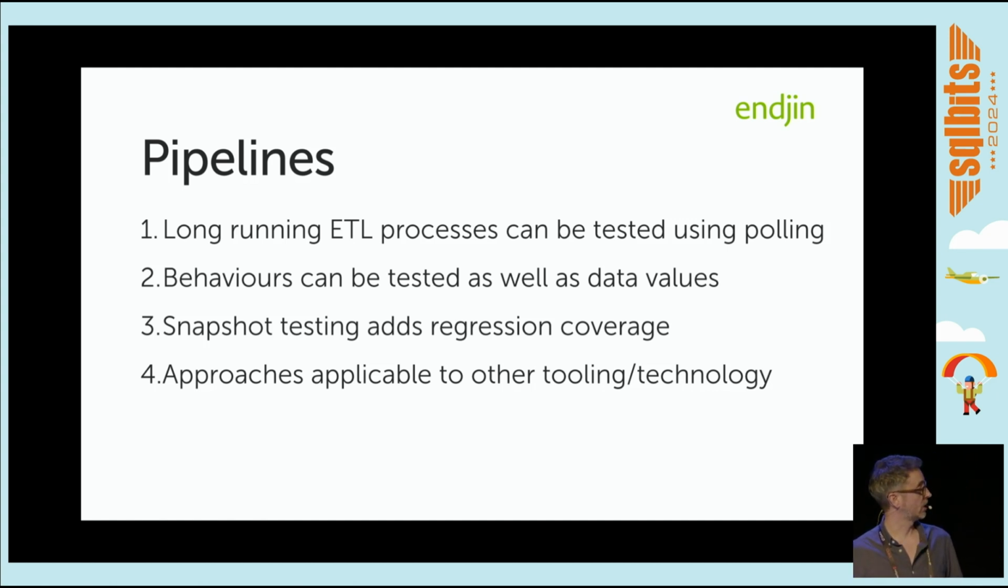The snapshot testing allows us to add regression coverage to large data sets without caring about every individual data point like we did in our unit testing coverage. And of course, as before, this approach is applicable to any tooling or technology. So we saw here in Synapse Pipelines, it works in Data Factory. It will eventually work in Synapse Pipelines once those APIs are there.